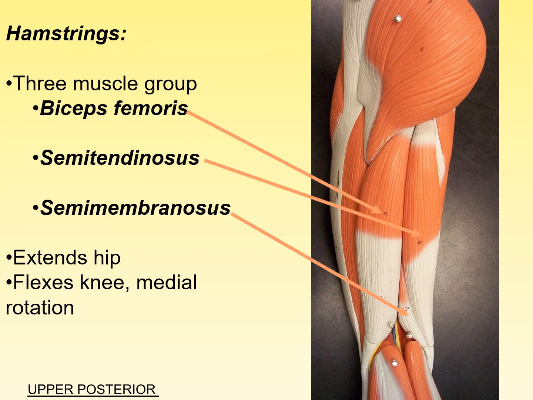The hamstrings are comprised of three different muscles. You have the biceps femoris, you have the semitendinosus and the semimembranosus, which is back under here. The combination of the three working together helps to extend the hip, helps to flex the knee, and also medial rotation.